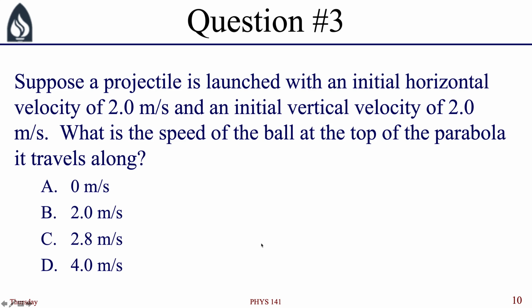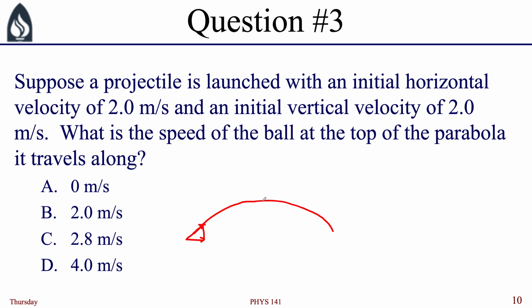Okay, so if you've decided upon your answer, let's take a look at this question. We have this projectile, and the projectile is going to be launched so that its initial horizontal velocity is 2 meters per second. Its initial vertical velocity is also 2 meters per second. And so the total initial velocity looks something like this. This particle is going to continue on a parabolic path, and we want to know what is the speed of the ball here at the top of the parabola.